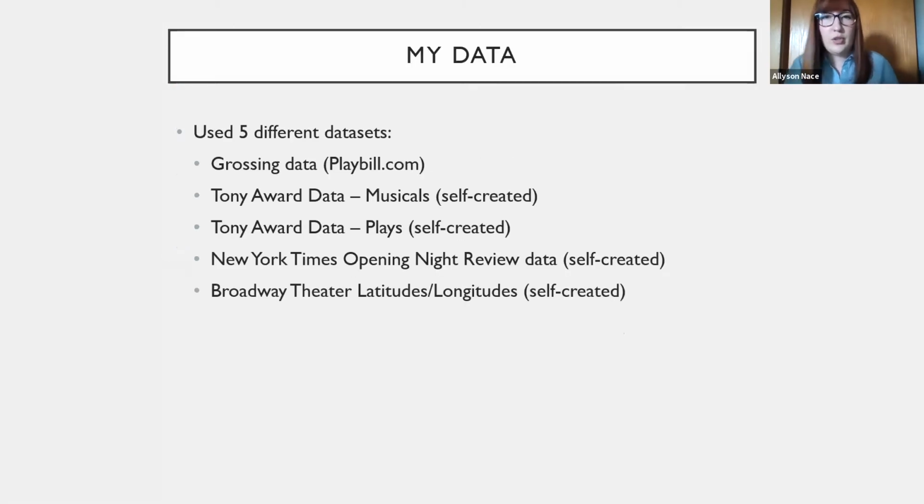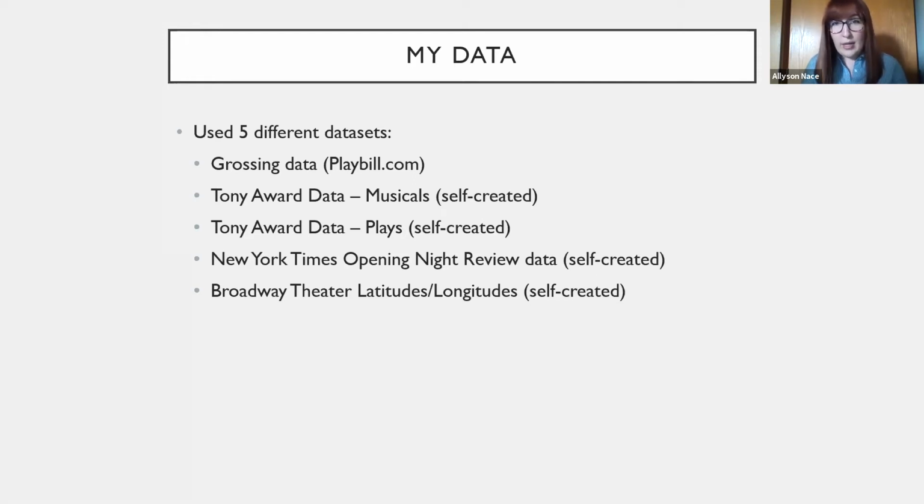So a little bit of an intro to my data. One of my data sets I was able to get online, and the others I had to create myself because there's not a lot of data sets out there with this information. The grossing data is from playbill.com, and this has all of the grossing for each Broadway show back to 1985, I believe. And then I crawled through Broadway databases online and made a data set for the Tony Award data for musicals and the Tony Award data for plays.